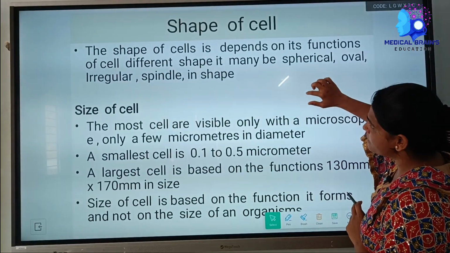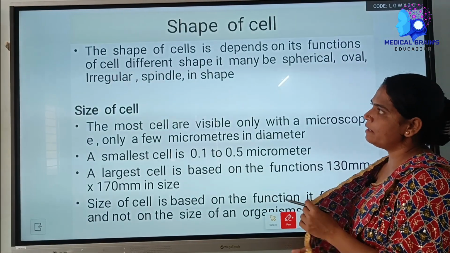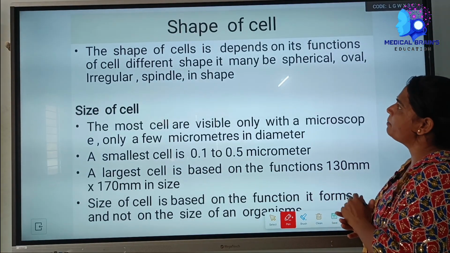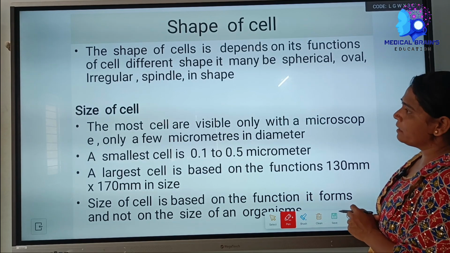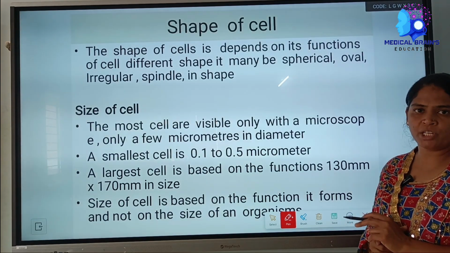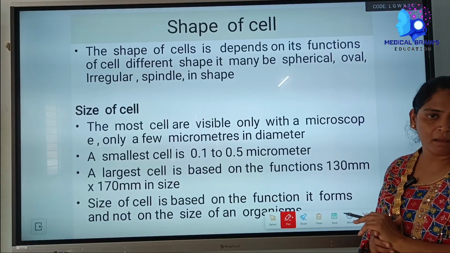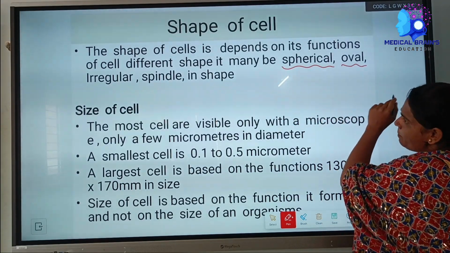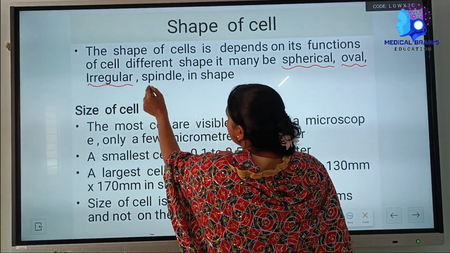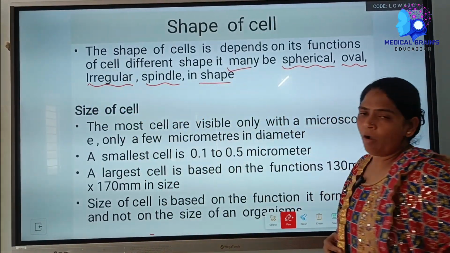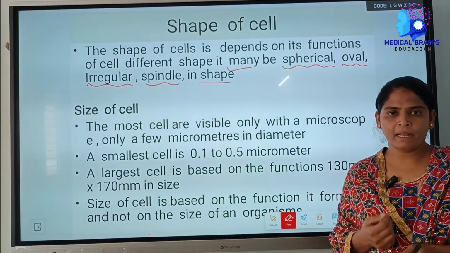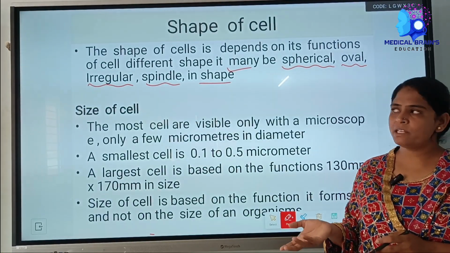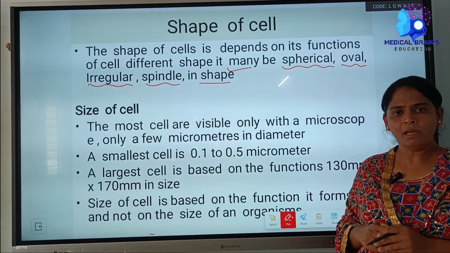Yes, we proceed towards the shape of the cell. The shape of the cell depends on its function. It may be spherical, oval, irregular, or spindle in shape. So how many shapes are there for the cell? Maybe spherical or oval, maybe irregular, maybe spindle in shape. Depending on whether it is multicellular or unicellular, based on that we decide the shape of the cell.